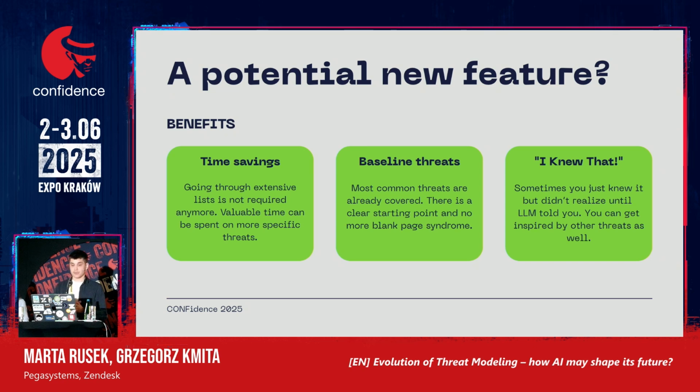You no longer need to go through extensive lists. You have them in the LLM. The LLM learned on them, and it knows what you would eventually know. We have baseline threats covered, a list of threats that are common. You still need to go through threats specific to your service. We cannot just give threat modeling to AI and be done with it.